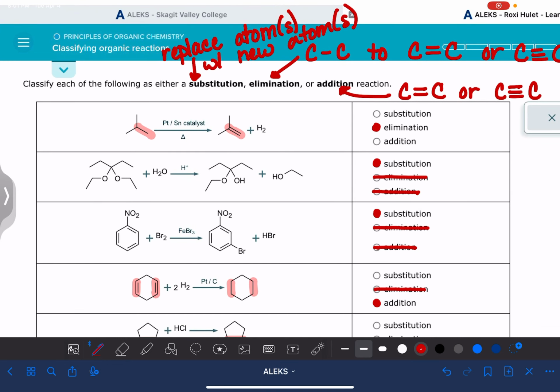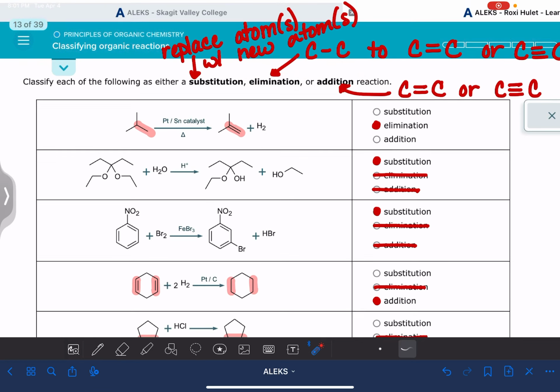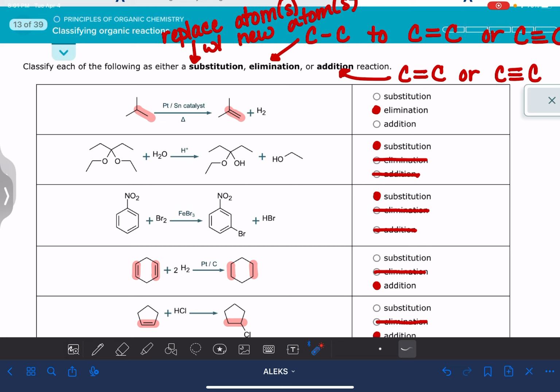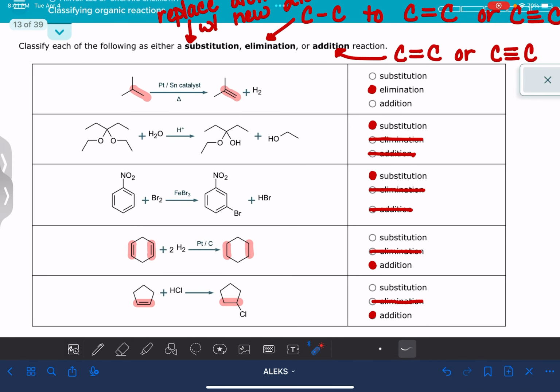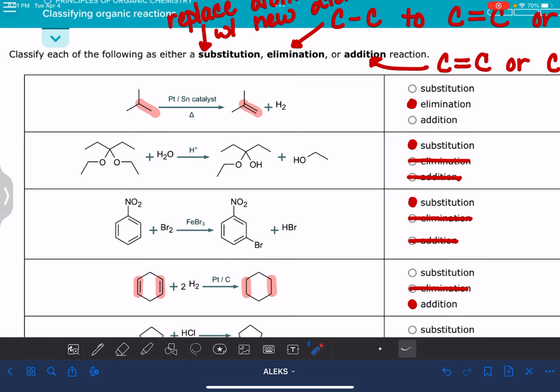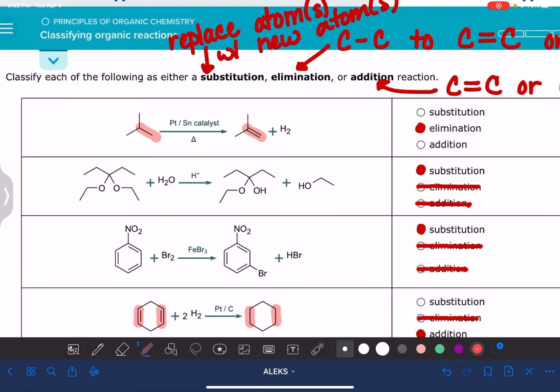And these can be a little bit harder to spot. So I definitely recommend that you start by looking for the elimination and addition reactions. Those are the easiest ones to see. And then once you have decided that a reaction must be substitution just by process of elimination, then that makes it a little bit easier for us to see what's going on in terms of the substitution.